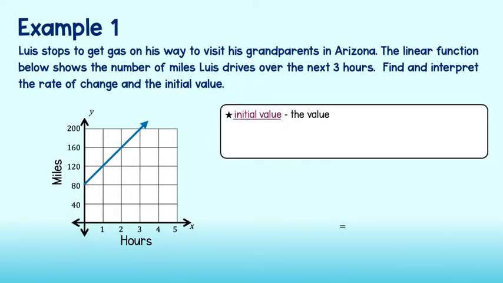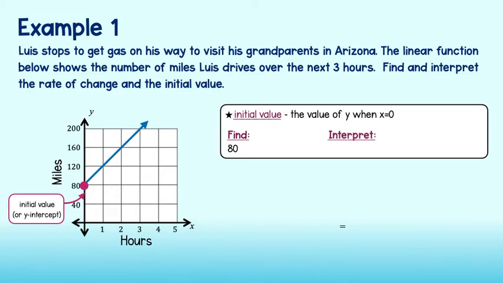The initial value of a function is the value of y when x is equal to 0. You may remember this as the y-intercept. When x is 0, we see that y is 80. Therefore, we found the initial value. It's 80. This tells us that before continuing his drive, Lewis already drove 80 miles.